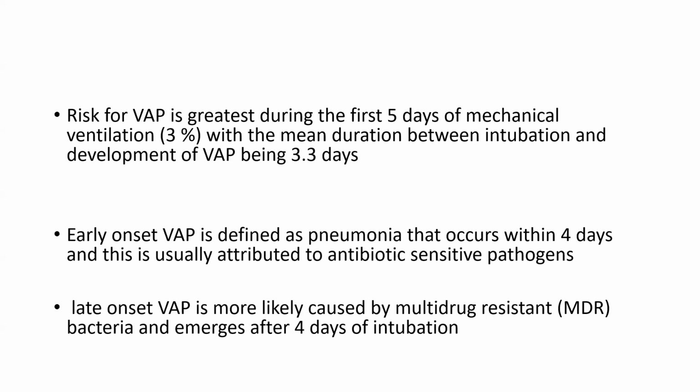The risk for VAP is greatest during the first 5 days of mechanical ventilation, with the mean duration between intubation and development of VAP being 3.3 days. Early onset VAP is defined as a pneumonia that occurs within 4 days and is usually attributed to antibiotic sensitive pathogens. Late onset VAP is more likely caused by multi-drug resistant bacteria, and it emerges after 4 days of intubation.